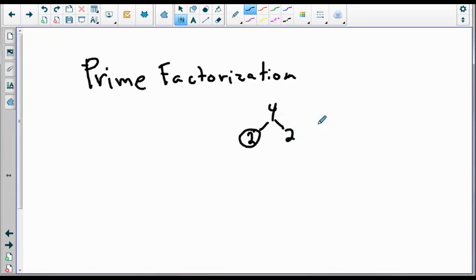Now I have to ask myself, is 2 prime? If 2 is prime, then I'm done. If it's not, then I would keep breaking it down. So there's the unique set of prime factors for 4. 5 is prime, so let's go ahead and look at 6.